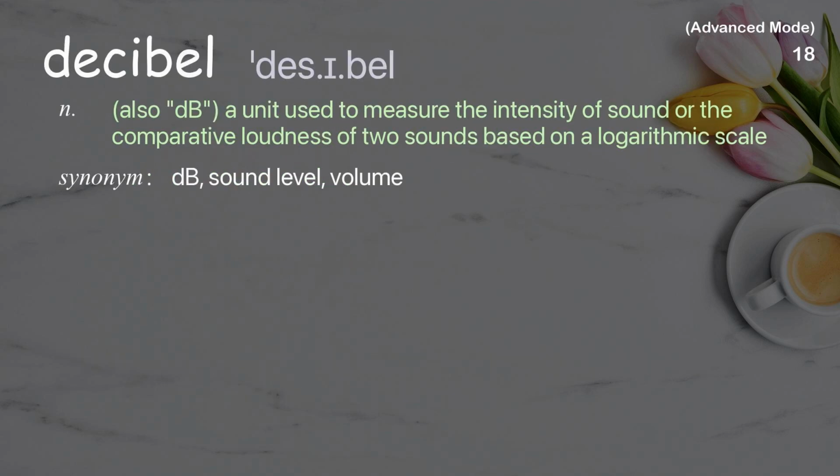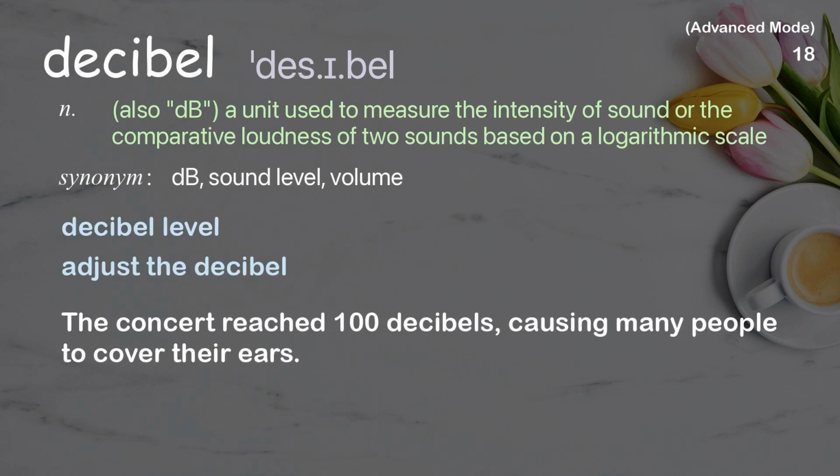Decibel. Also dB, a unit used to measure the intensity of sound or the comparative loudness of two sounds based on a logarithmic scale. Examples: Decibel level. Adjust the decibel. The concert reached 100 decibels, causing many people to cover their ears.